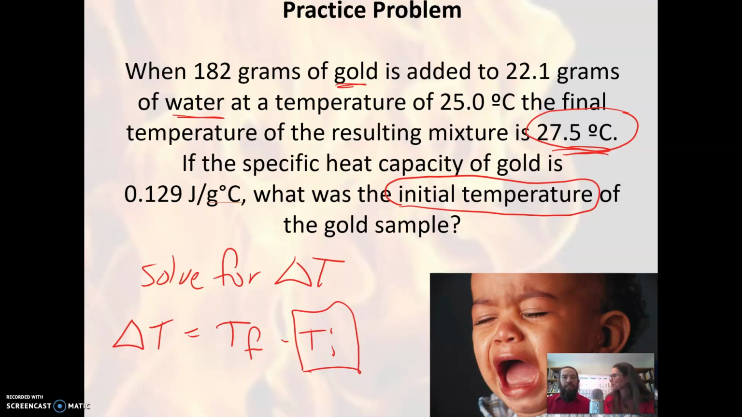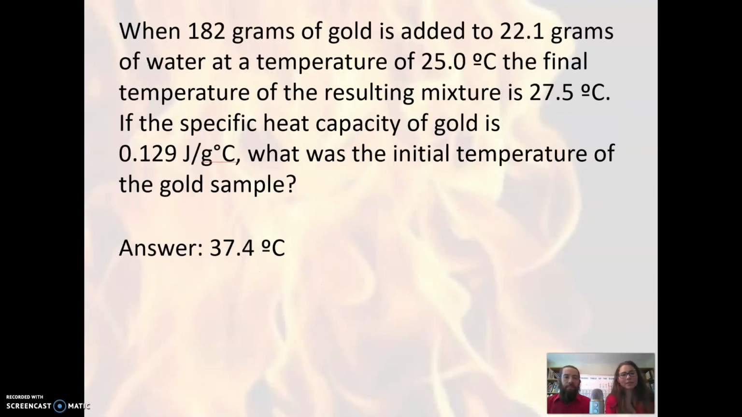Another thing is they didn't provide the specific heat capacity for water, and that is 4.184 joules per gram C. Yep. You want to use that.